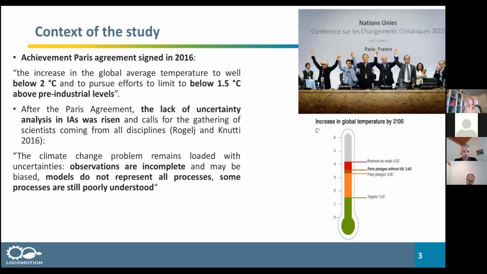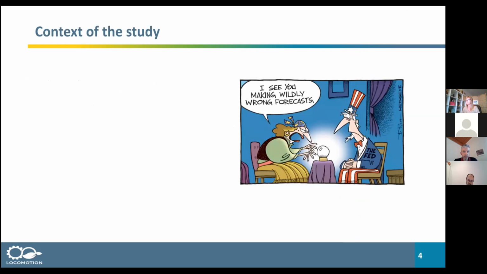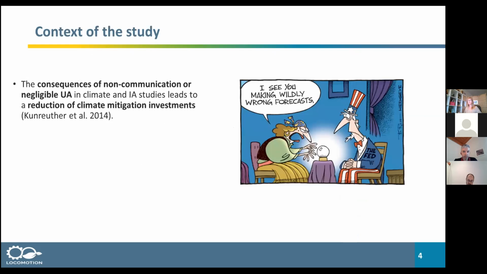From this paper, one of the statements was that the climate change problem remains loaded with uncertainty. Observations are incomplete and maybe biased. Models do not always represent all processes, and some processes are still poorly understood. The consequences of non-communication of uncertainty, or negligible uncertainty analysis, in climate and integrated assessment studies lead to a reduction of climate mitigation investments. This is a consequence for policy making and the implementation of our national contribution decisions.